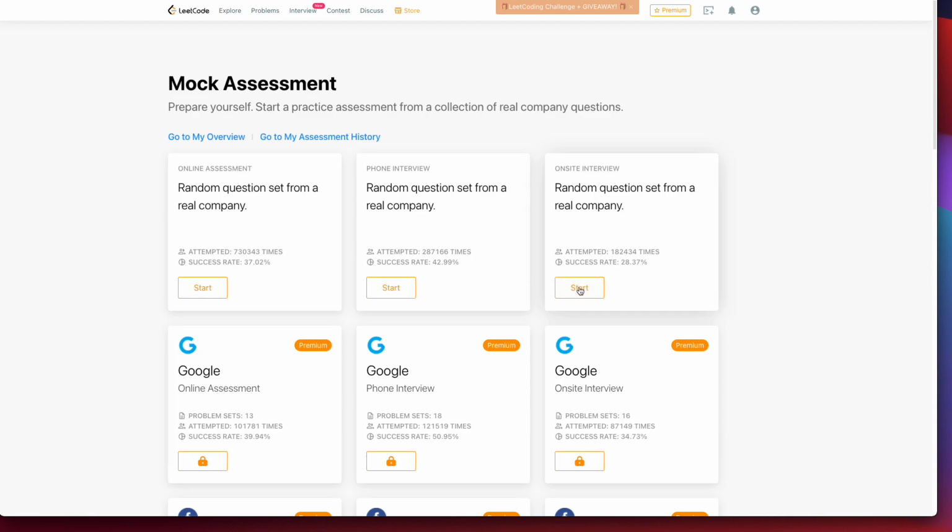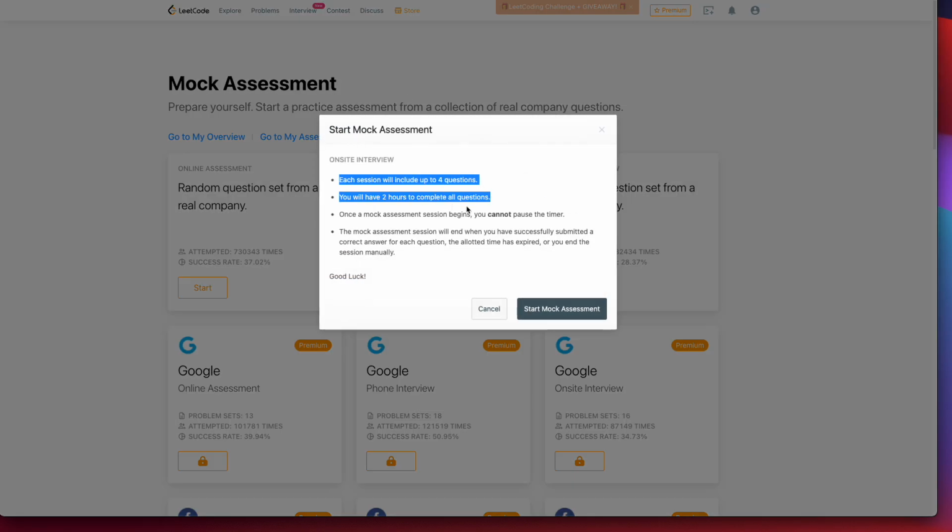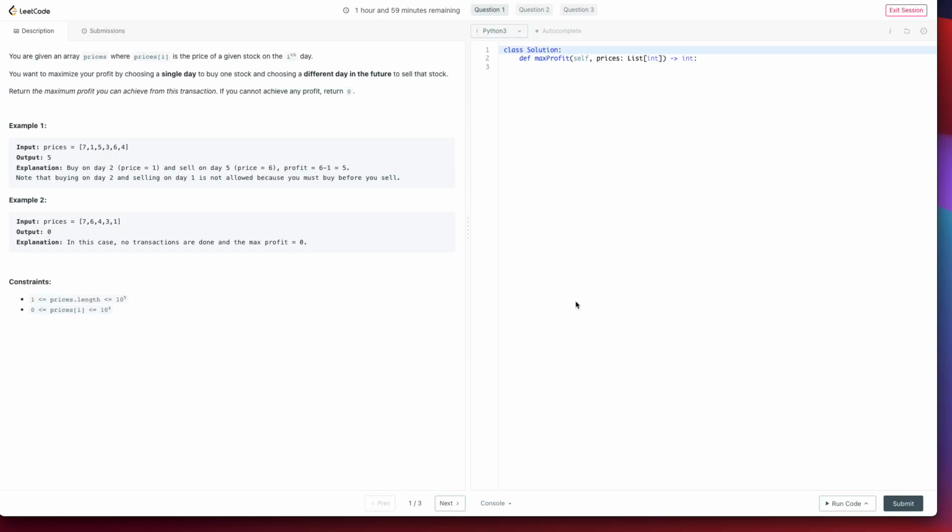Try to do this longer one that's up to 2 hours. You're given an array of prices where prices[i] is the price of a stock on the ith day. You want to maximize your profit by choosing a single day to buy one stock and choosing a different day in the future to sell that stock. Return the max profit.